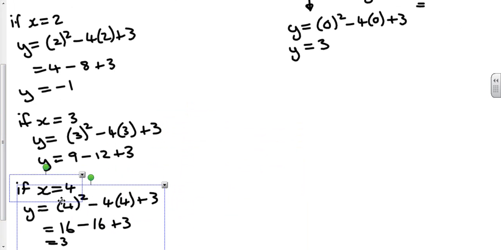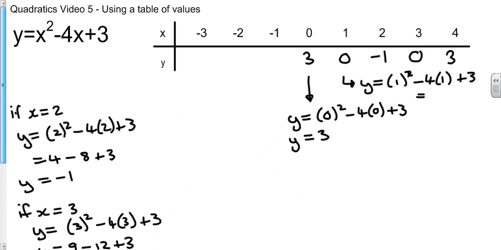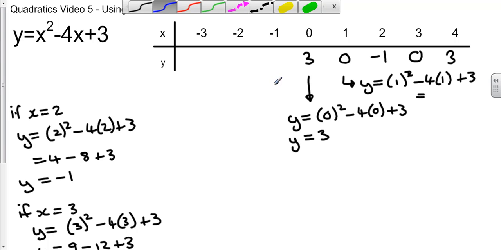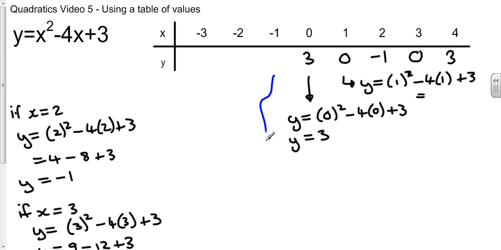Alright then, so if we just move this one out of the way, we'll have a look at some of the negative numbers. Now inevitably I wanted to start with the positive numbers because they're easier to substitute in and come to the negatives afterwards. So I'm going to start with x equals -1.